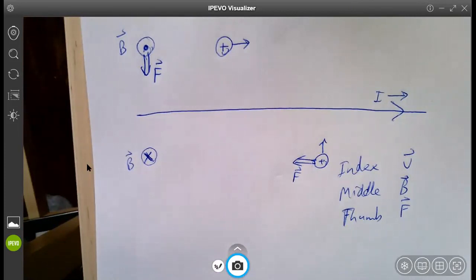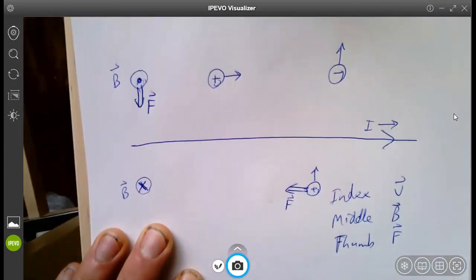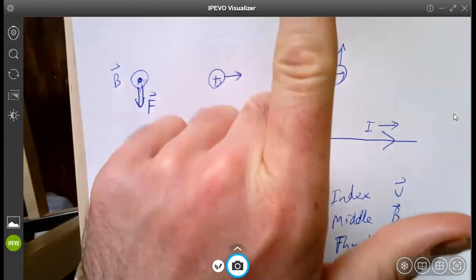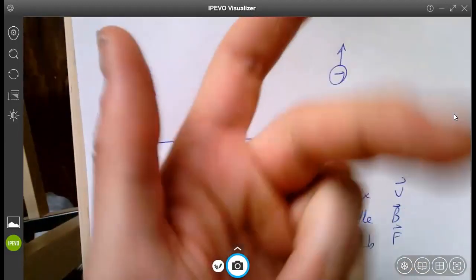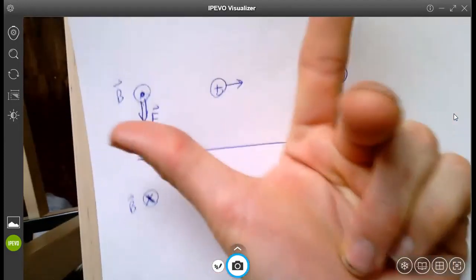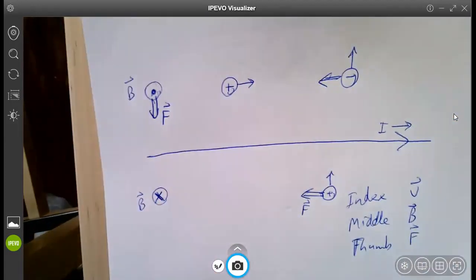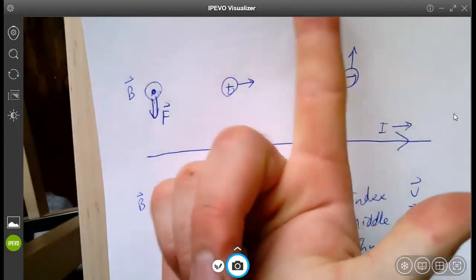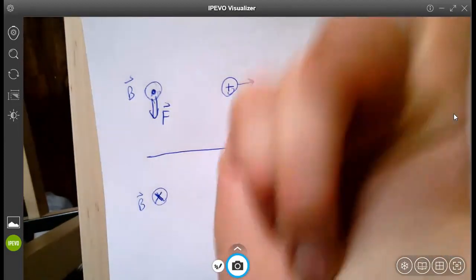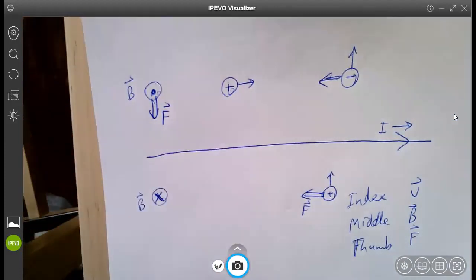For number 2, we have a negative charge going upwards. So using the left-hand rule, here's my index finger, and here is my magnetic field pointed out of the page. And so the force is pointed to the left. I could have also said velocity, magnetic field, and it looks like force to the right, but it's negative, so it points in the opposite direction. So that'd be the other way to go about it.